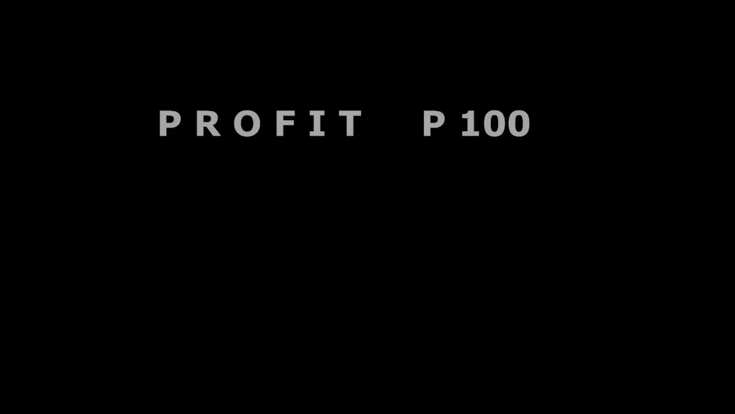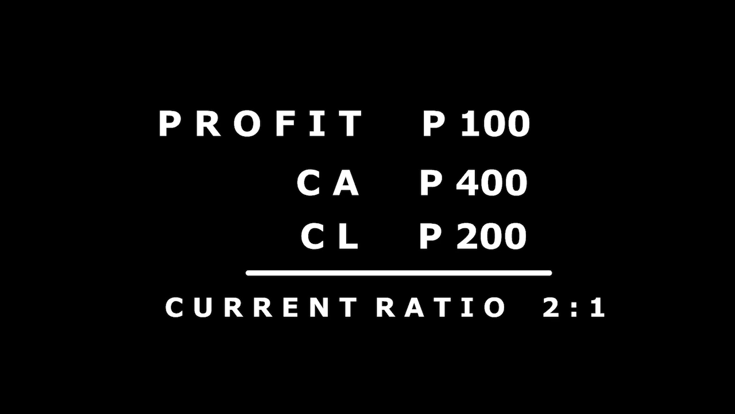Let us suppose that the profit realized from the additional cash sales comes up to 100 pesos. What we would have is CA of 400 pesos, or 300 plus 100, and CL of 200 pesos. This brings us back to the 2-to-1 ratio. But this time, there is a higher cash component coming from the additional profit generated by the cash sales.